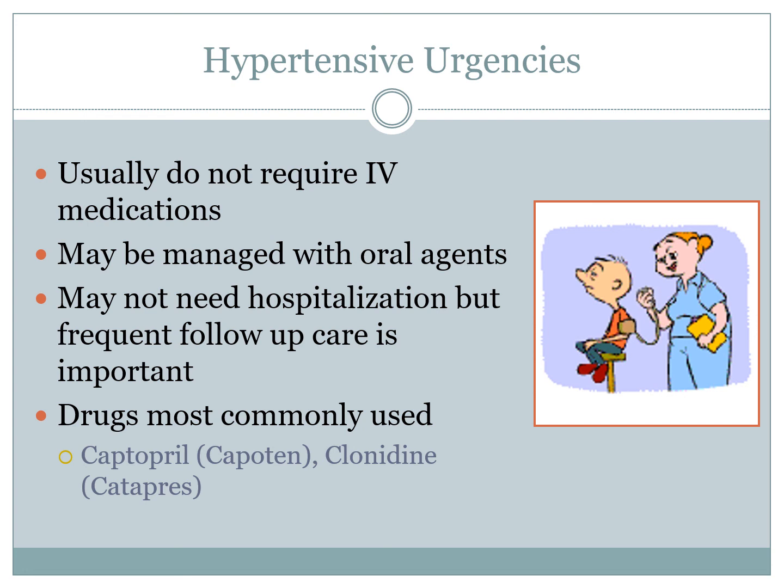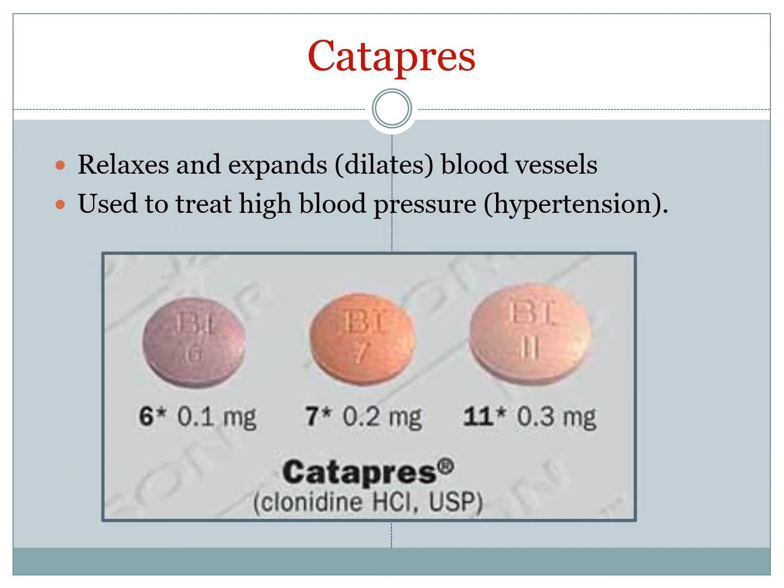Many commonly used drugs for hypertensive urgencies are Capoten and Catapres. And here's a picture of Catapres, and you will see that there are different colors for different dosage of this medication. Again, it acts by dilating blood vessels, and it is used to treat high blood pressure, especially as an oral agent in our patients with hypertensive urgency.